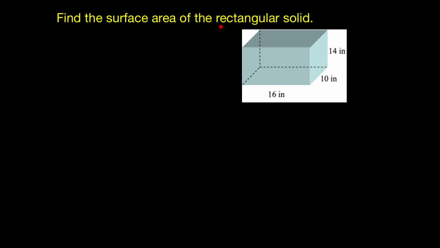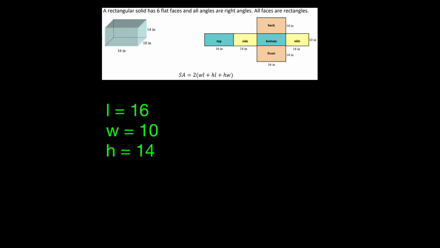Find the surface area of the rectangular solid. Now, to understand the formula for surface area of a rectangular solid, it's going to help us to envision unfolding this little box here. If I have a length of 16, a width of 10, and a height of 14, and I were to unfold this box, you can see that it would look something like this.